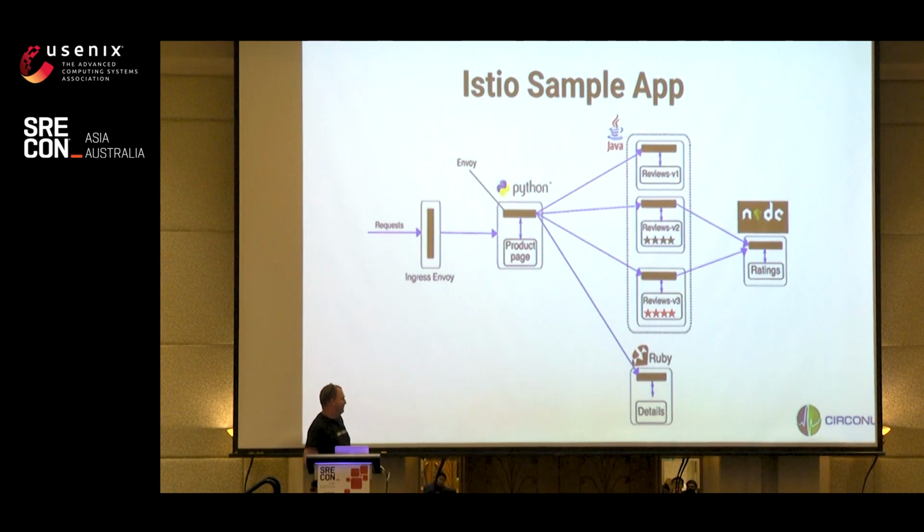Here's an overview of the architecture of this example application. You'll see that each of these services has an Envoy sidecar attached to it to do routing.